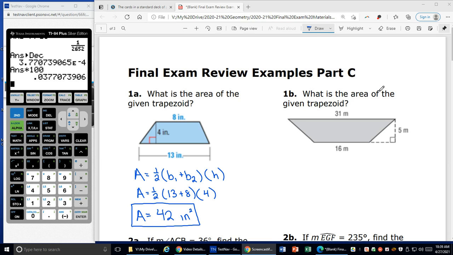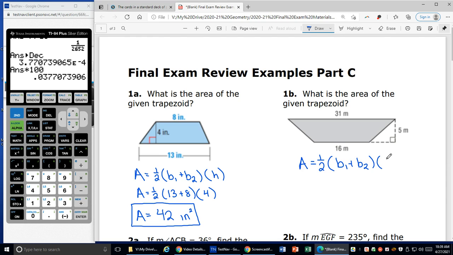All right, so what is the area of the given trapezoid? They're both trapezoids, which means they're both going to use the same formula. So I don't need to go look at my formula sheet if I have my review. 1/2 (B1 plus B2) times the height. So my area equals 1/2, my two bases are 13 and 8 here, so here, 16 and 31. My height here was 4, so my height here is 5.